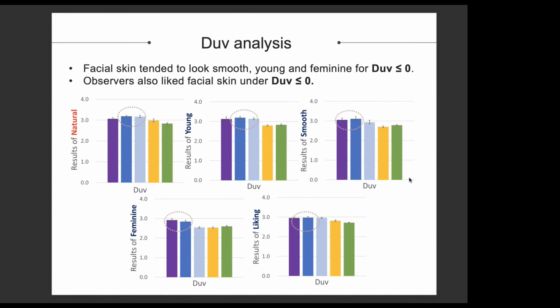So here for the observer's face, we are asking them the questions regarding naturalness, young, smooth, feminine, and liking. And the results, as you can see here, somehow seem to be more or less the same, but we still can see some trends. For example, they tended to be the highest value at negative DUV, but it cannot be the lowest DUV value. It's somewhere between DUV of 0 and a slightly lower small negative DUV value. Next slide, please.